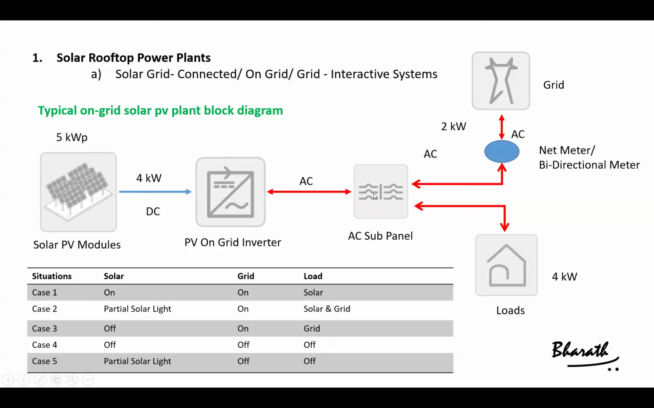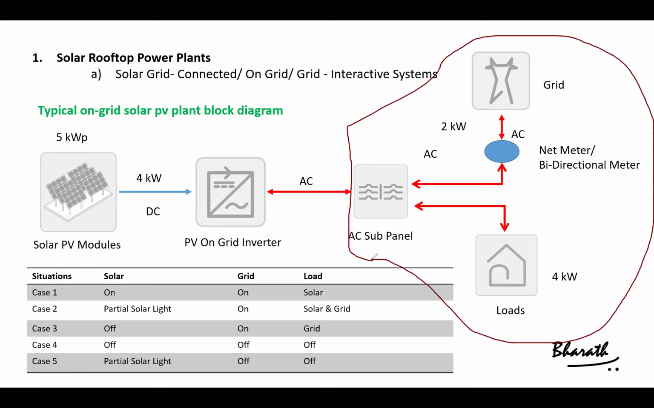This is our distribution panel, you can say, and this is the net meter. Generally, without solar, your house setup will be like this, up to here. After solar, it will add here, and we can connect here. I will explain something.